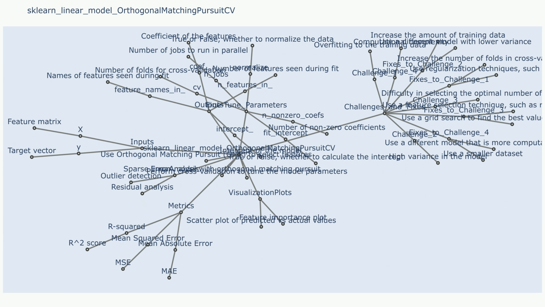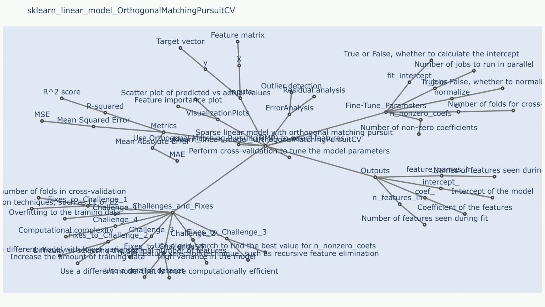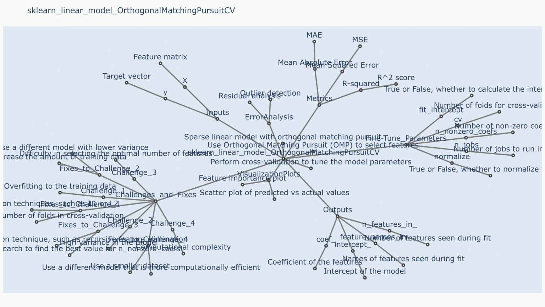Steps. 1. Split the data into training and validation sets. 2. For each fold in cross-validation: A. Train an orthogonal matching pursuit model with a specified number of non-zero coefficients. B. Calculate the performance metric, e.g., mean squared error, on the validation set. 3. Choose the number of non-zero coefficients that yields the best performance across the cross-validation folds.